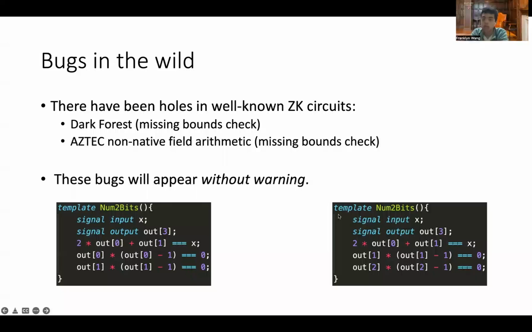Okay? So in the second example, we have an input X, we have an output of size 3, except this time we made a typo. Say we made an off by 1 error when specifying this. And now we have out 1 times out 1 minus 1 equals 0, out 2 times out 2 minus 1 equals 0. So in this case, there is actually no constraint on X, because out 0 can be anything, and out 1 is either 0 or 1. Since modular inverses exist, X can literally be anything here. And if you compile this with Circom or any of the existing tools, they won't tell you that anything's wrong here. They will just say pass.